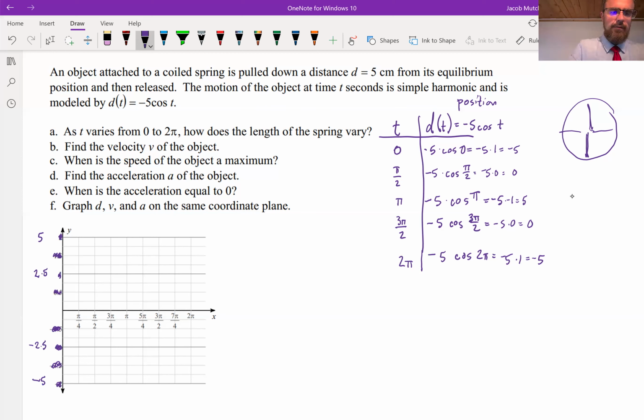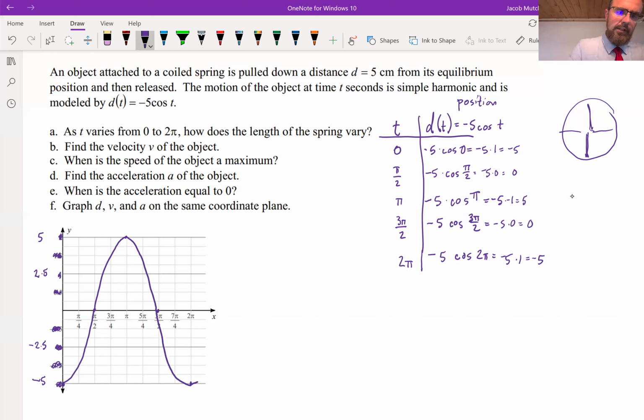So this is the position function. At 0, it's at negative 5. At pi over 2, it's at 0. At pi, it's at positive 5. At 3 pi over 2, it's back at 0. And then at 2 pi, it's back down at negative 5. So this is the graph of the position function, and it shows what we would expect from a cosine with a negative coefficient.